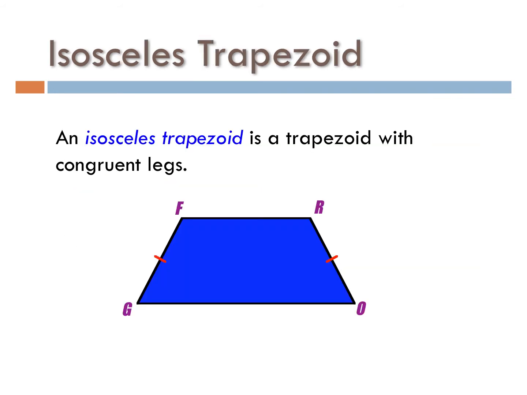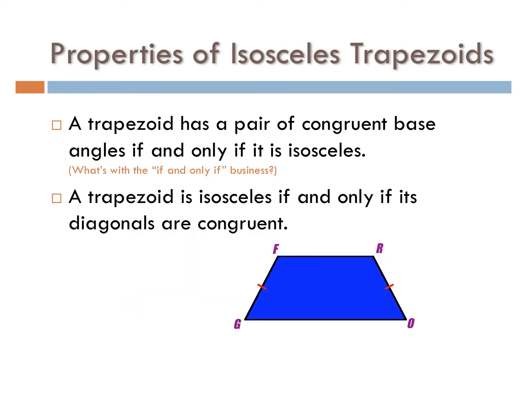All right, so even in the quad tree, underneath the trapezoid, we then have a more specialized trapezoid, and that's an isosceles trapezoid. So what distinguishes an isosceles trapezoid from just a regular trapezoid? It's the fact that the legs, the non-parallel sides, are congruent. So remember these little tick marks, that means that they are congruent to each other. So here we would have that pair of sides congruent, and then you could put arrows here showing that those two sides are parallel. All right, so a trapezoid has a pair of congruent base angles if and only if it is isosceles.